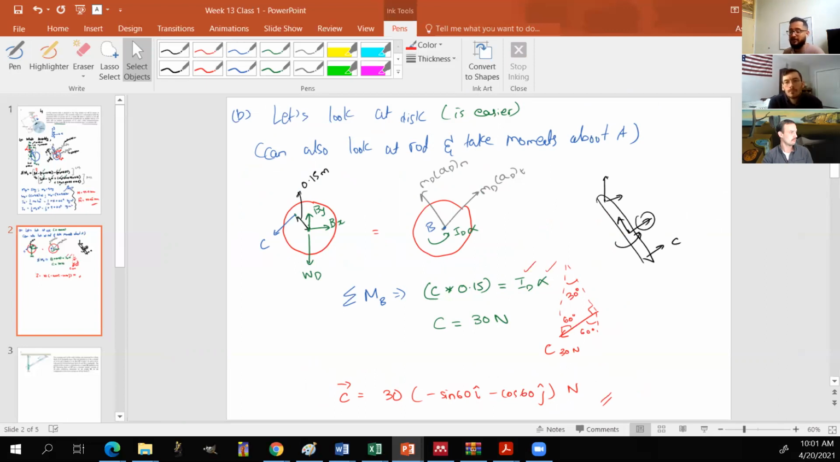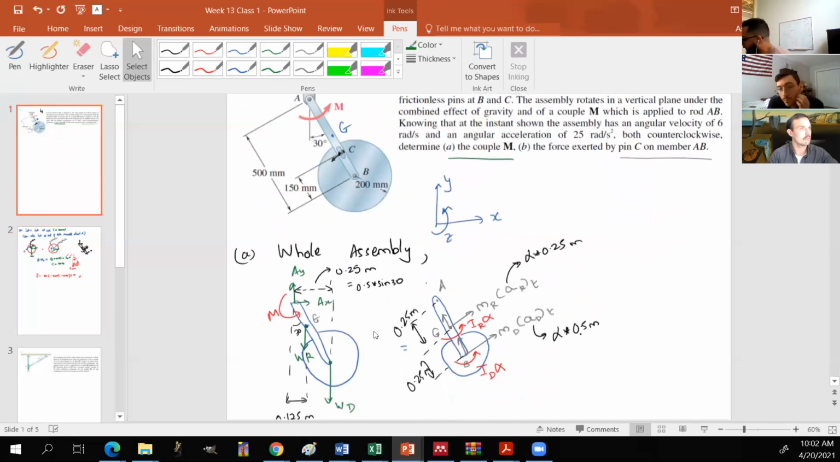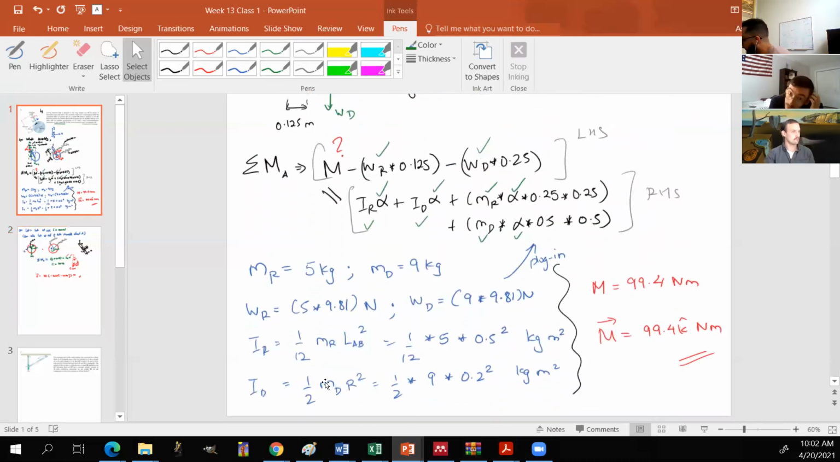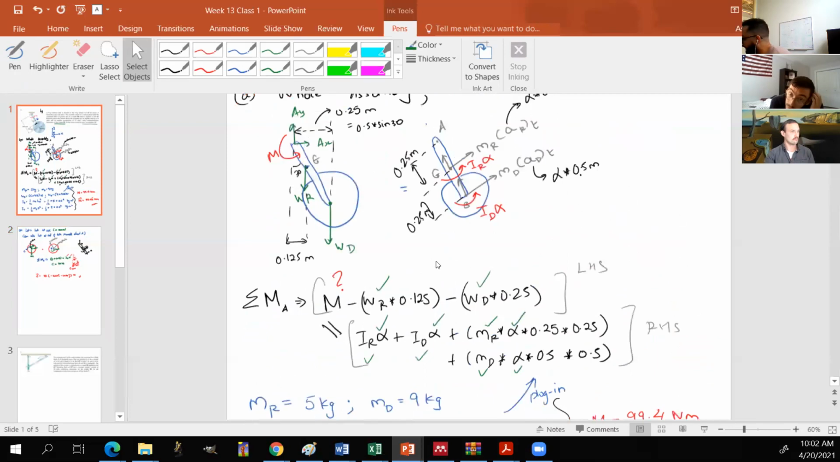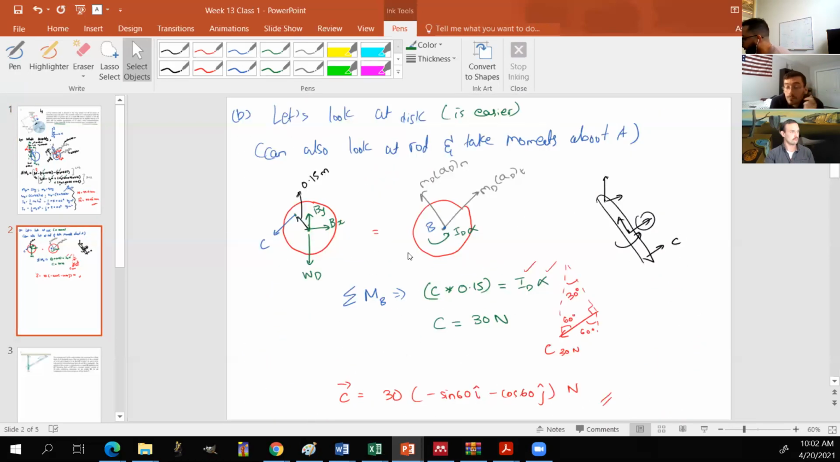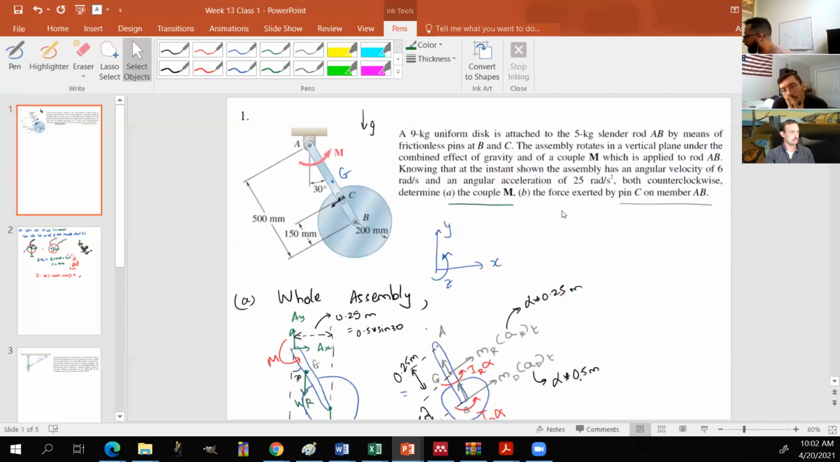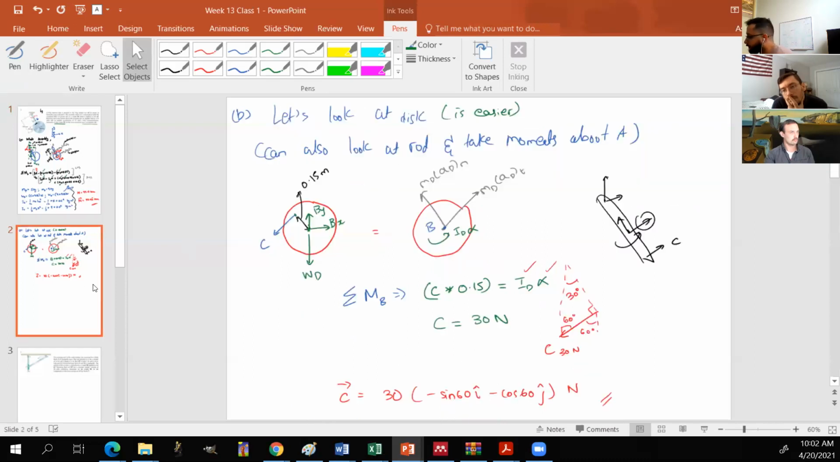Questions, concerns, comments? Is the 30 newtons coming from the mass of the disk? No, that's just what you get when you solve this expression here. You found out what ID is from here, and you know what alpha is, that's given to you in the problem. So you have one expression for one unknown over here, which is C. That's what you're solving for in the problem, the force exerted by the pin C on the member AB. All right, I see that. Thank you.